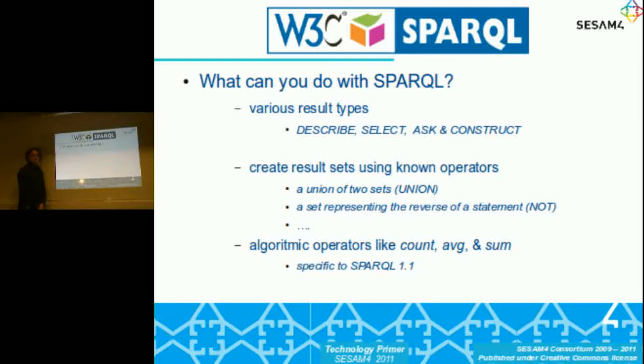So what can you do with SPARQL? What is in the syntax? There are 4 types of results in SPARQL: describe, select, construct, and ask, which I will go through in this technology primer. In order to select sets, you can use operators that you know from SQL, like unions. You can filter with statements like not, and you can also post subqueries in the newer specifications of SPARQL. And there are a lot of arithmetic operators like count, average, and sum, but those are also part of SPARQL 1.1. So if you want to use those, you need a SPARQL endpoint that can interpret these operators.